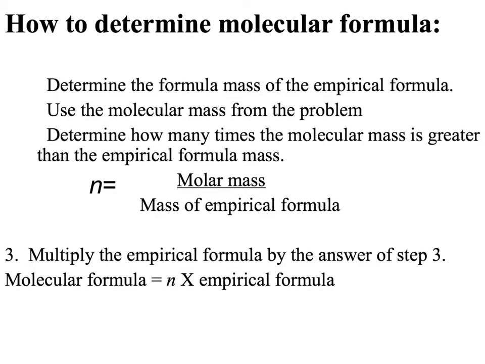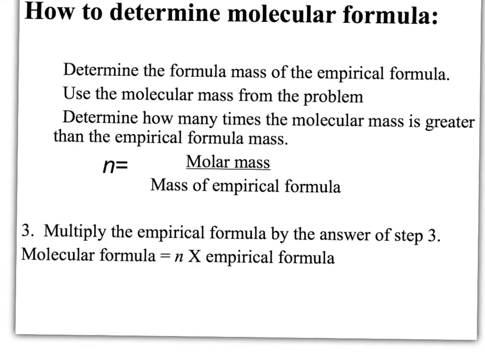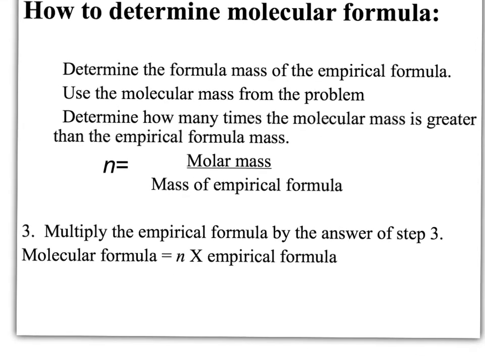Well, how to determine the molecular formulas. So first, determine the mass of the empirical formula. So like on our last problem, we had N2O5. So you'd have to find the mass of that. So 2 times N plus 5 times O, like we've been doing. Then you're going to use the molecular mass from the problem. And you're going to determine how many times the molecular mass is greater than the empirical mass.